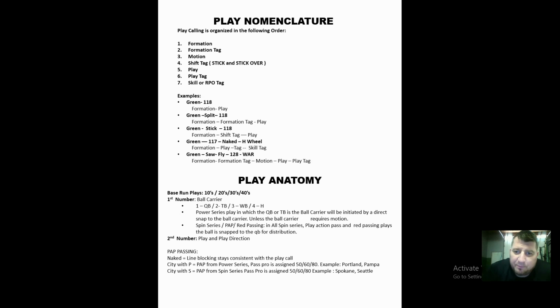All right, so play calling is organized in the following order: the formation tag, motion, the shift tags, the play or protection, the play tag, and any skill tags or RPOs that are involved in the play. Now, not all plays will involve all of these parts, but if they do, that is the order in the sequence in which they will be incorporated into the nomenclature. All right, so we're going to break down each one bit by bit, starting with the formation.